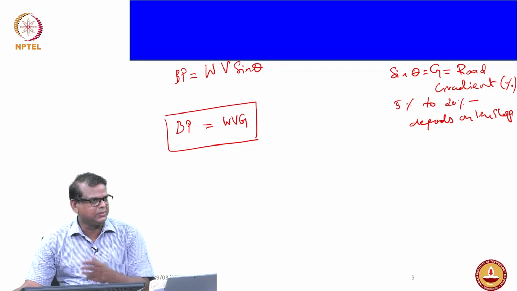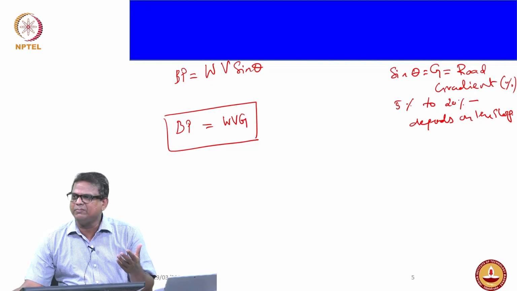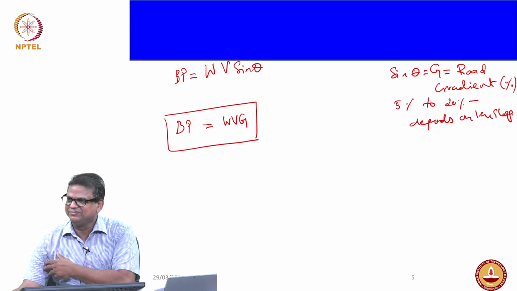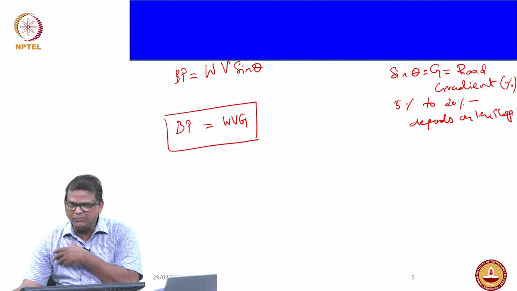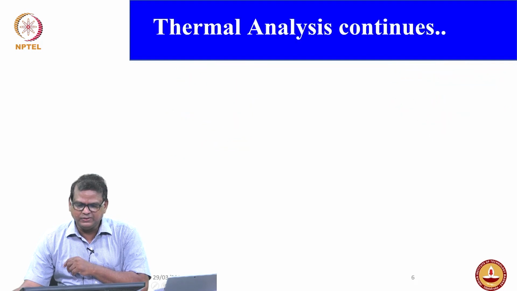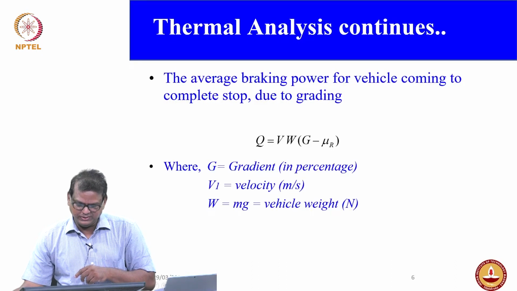One question: what about the rolling resistance? What happens to rolling resistance during the downhill? Do we need to take care of that also? We have to take care of it, right? Because we are moving against the rolling resistance, that also needs to be taken care of. So when you do that, this is what happens.